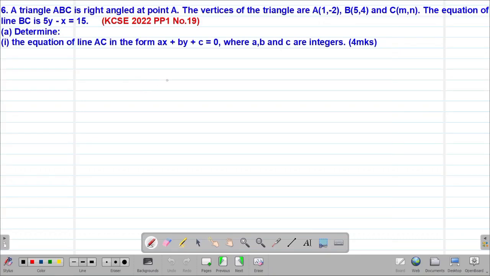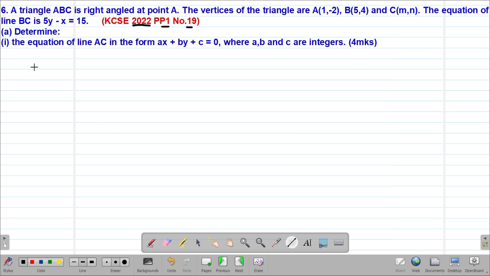Welcome to today's class. It's our 8th lesson on a given Form 2 mathematics topic called equations of a straight line. So we are looking at our 6th example, which is a past KCSE question tested in 2022, paper 1 question number 19. It reads that a triangle ABC is right angled at point A.